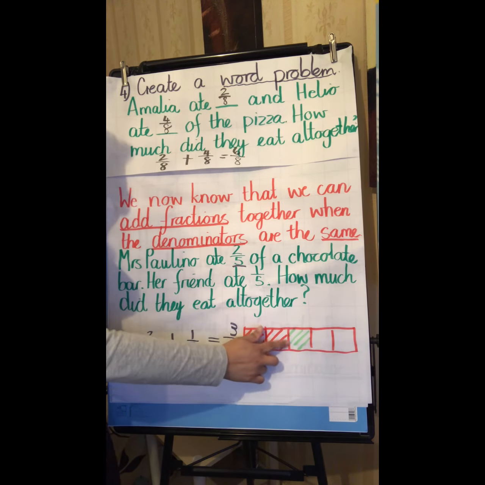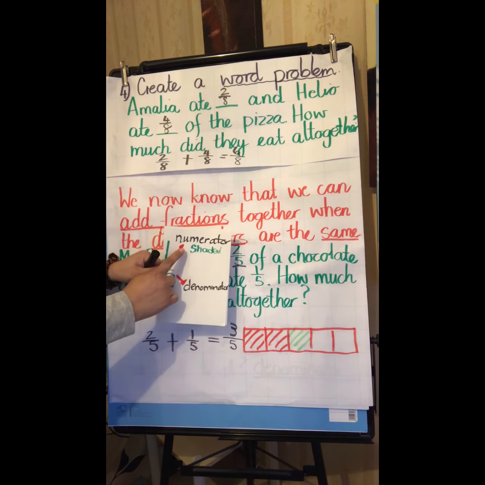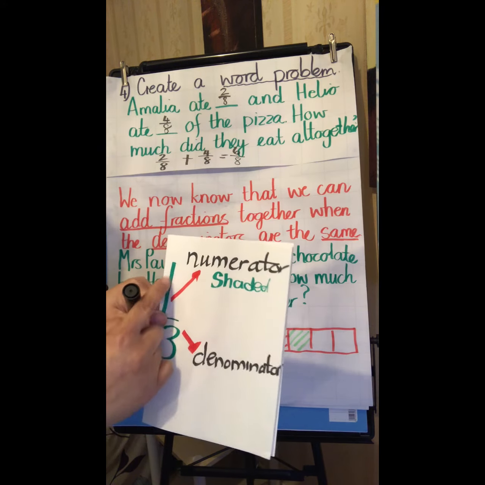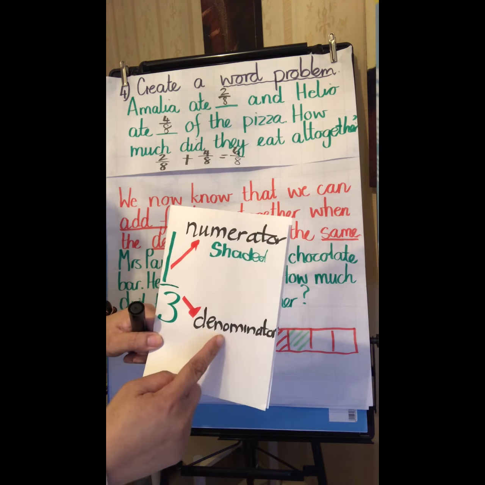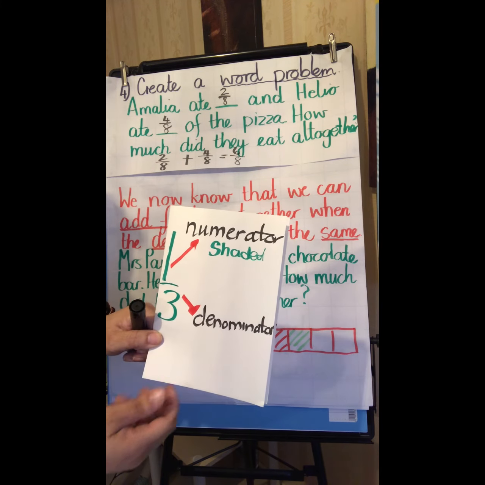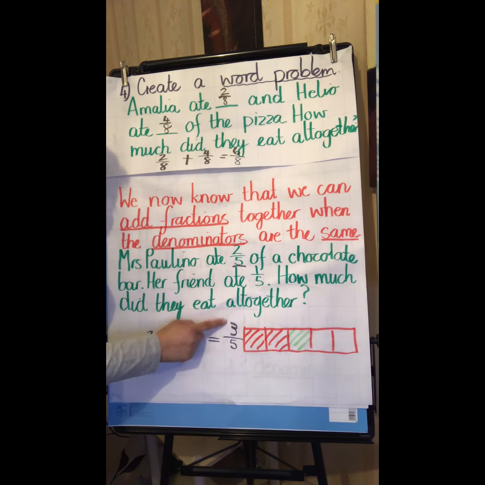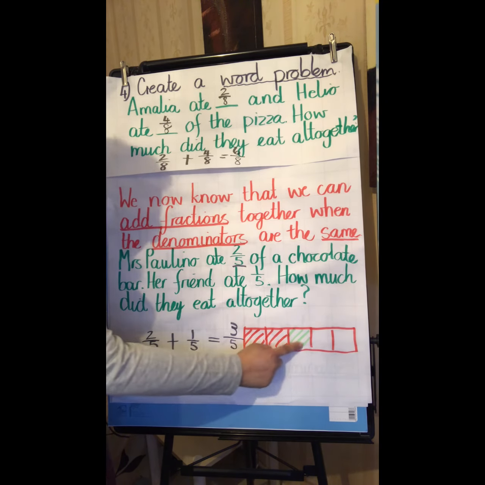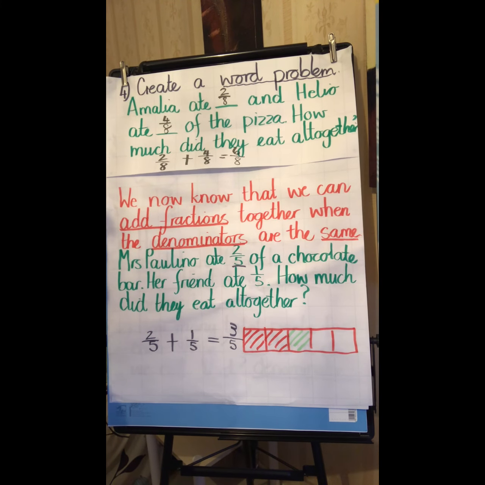The part that's shaded is called the numerator. The part that is shaded is your top number, which is the numerator. The bottom number is our denominator, tells us how many parts are there all together in our shape. So 1, 2, 3 parts is our numerator, and the 5 parts all together in your whole shape is your denominator. So who got that answer? Well done. Give yourself a hand clap if you've got the same answer.